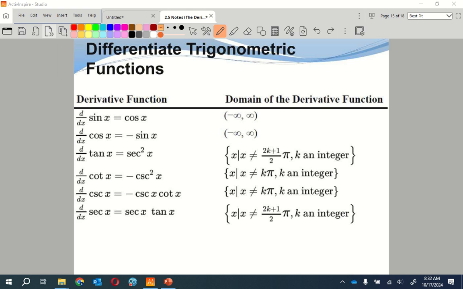Now, trigonometric functions, derivatives, and the domain of the derivatives. Because when we start talking about the inverses of the derivatives, you need to know what the domain is, and to be able to actually calculate this. So sine turns into cosine, cosine into negative sine, tangent goes to secant squared, cotangent is negative cosecant squared, cosecant is negative cosecant cotangent, and secant is going to be secant tangent.